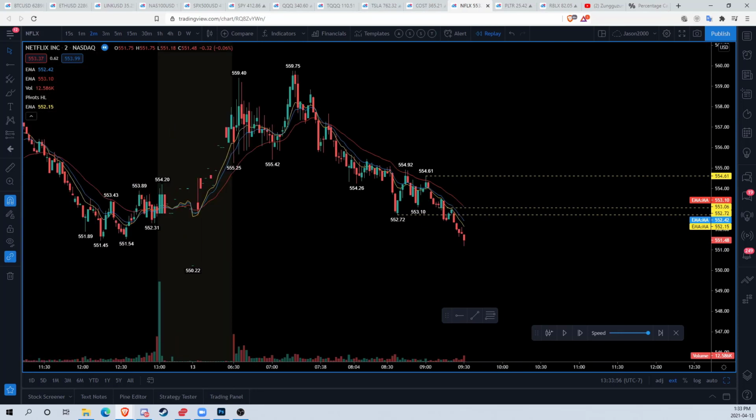The next one I want to look at is on PLTR. We actually have two of them on multiple time frames.